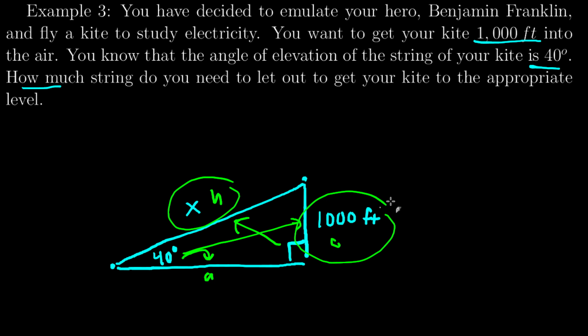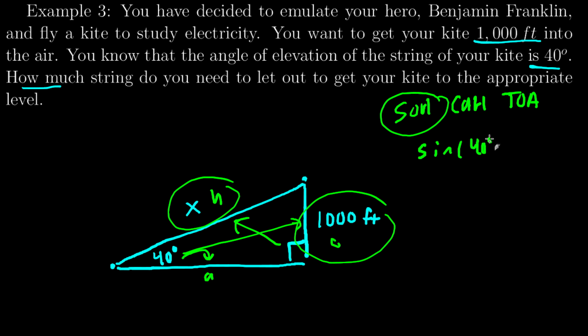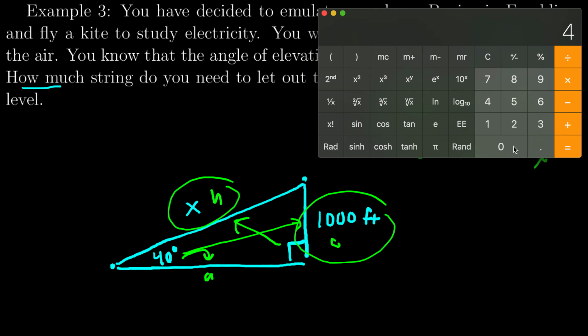I have H, I have O, using SOH CAH TOA. Let me try to write that again. So, SOH CAH TOA. I have O and H, so that lets me know I'm going to be doing the sine of 40 degrees is equal to opposite over hypotenuse, 1,000 over x. I'll go to my calculator. I'll do the sine of 40, so I notice I'm doing the normal sine, not the inverse sine. I get 0.64279.